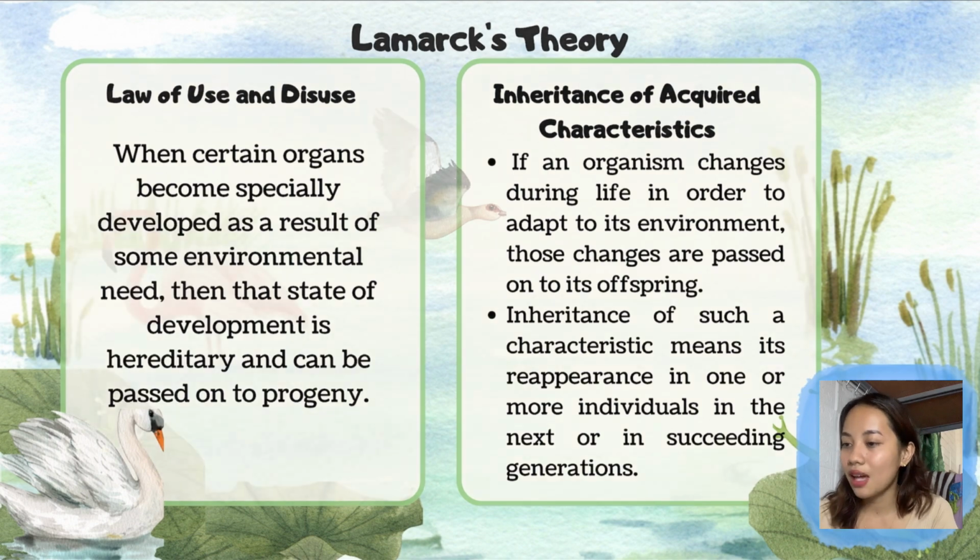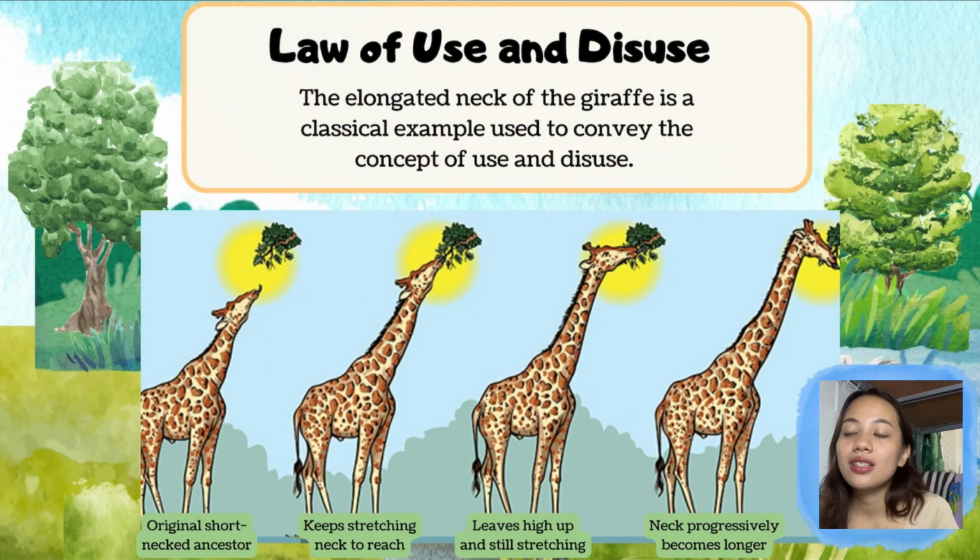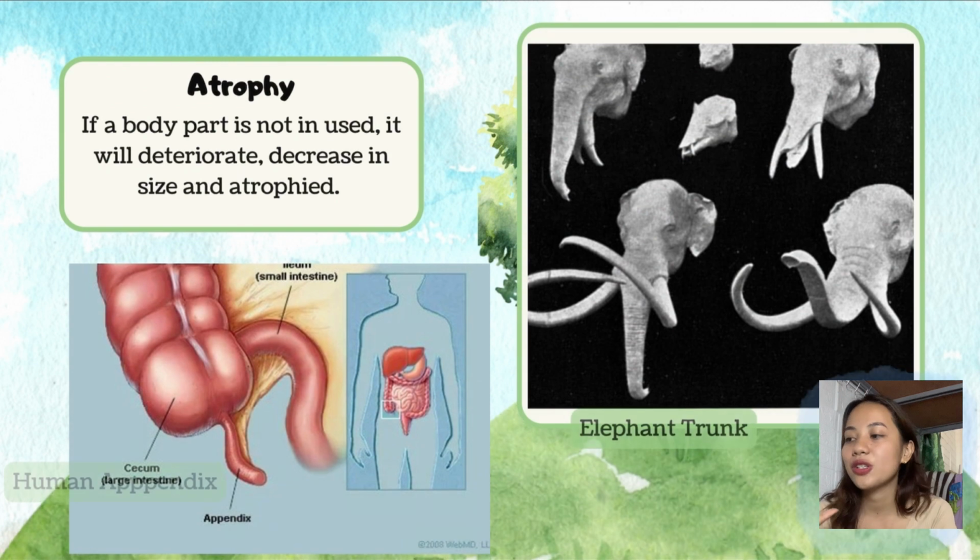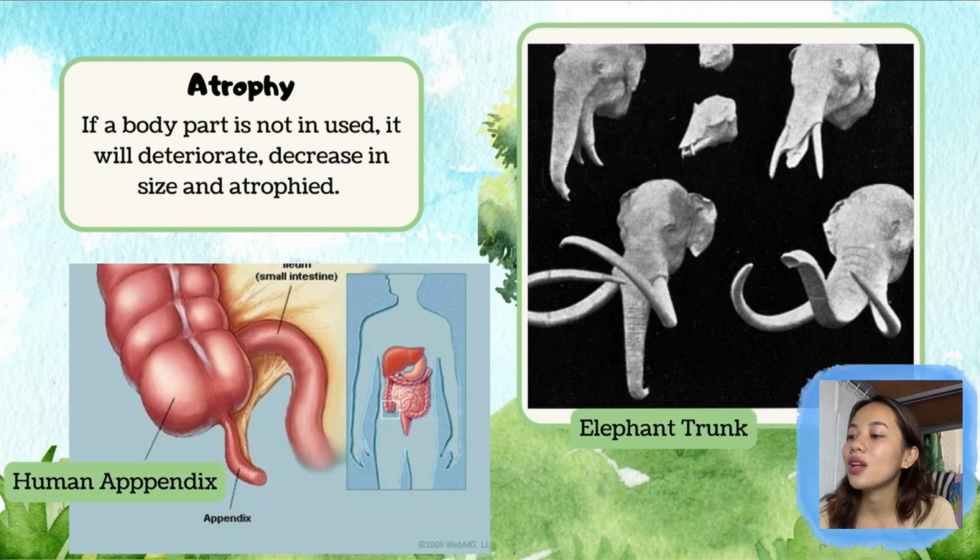Next example: let's discuss first what atrophy is. Atrophy is when a specific body part is not in use, it will deteriorate, decrease in size, and atrophy. When we say deteriorate, it will gradually lose its specific function, and sooner or later in the near future, this specific organ will be abolished in that entire system of the body.